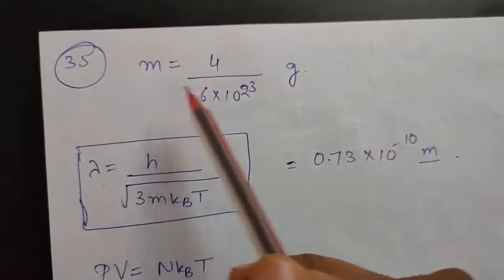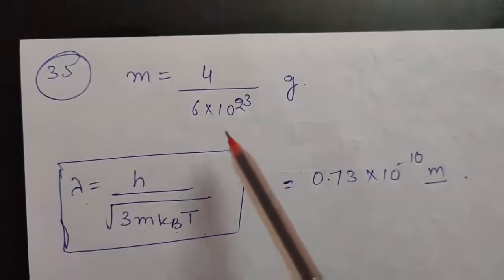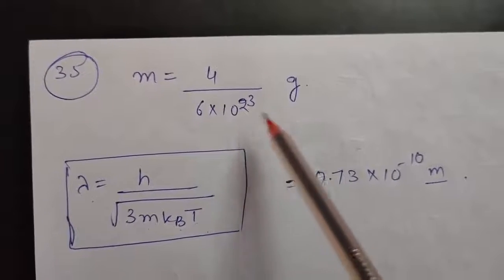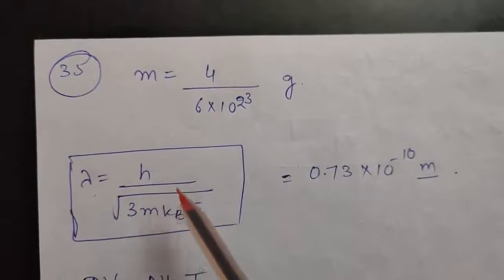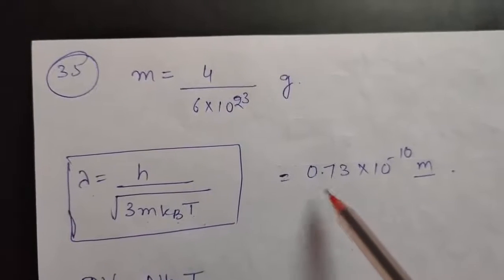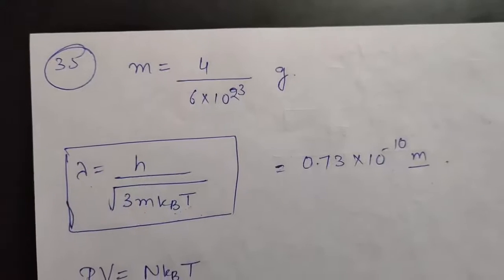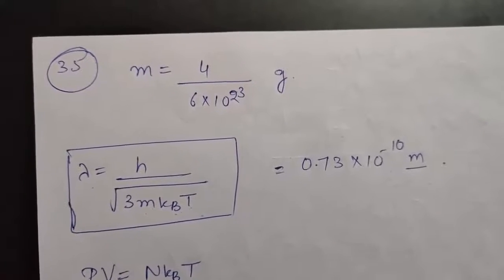The mass of one helium atom will be the atomic weight, that is 4, upon Avogadro's number, that is Na, which is 6 into 10 to the power 23. So this mass will be in grams, obviously. From here you can now calculate lambda, that will come to be 0.73 into 10 to the power minus 10 meters. Okay, now you have to compare it with the mean separation between two atoms.